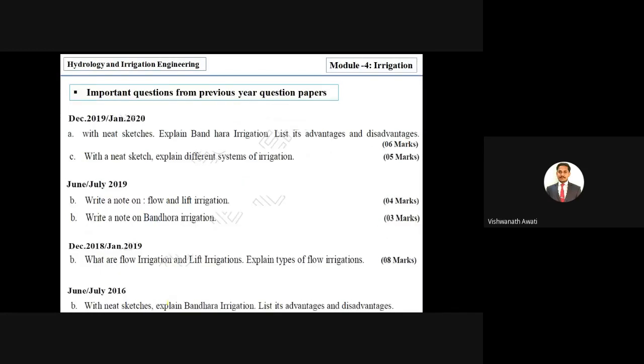So we'll see the important questions. In December 2019 and January 2020, there was a question for 6 marks: with a neat sketch, explain Bandhara irrigation, and list the advantages and disadvantages, right? Which we discussed just before. It is the advantages and disadvantages, and with a small sketch, right?